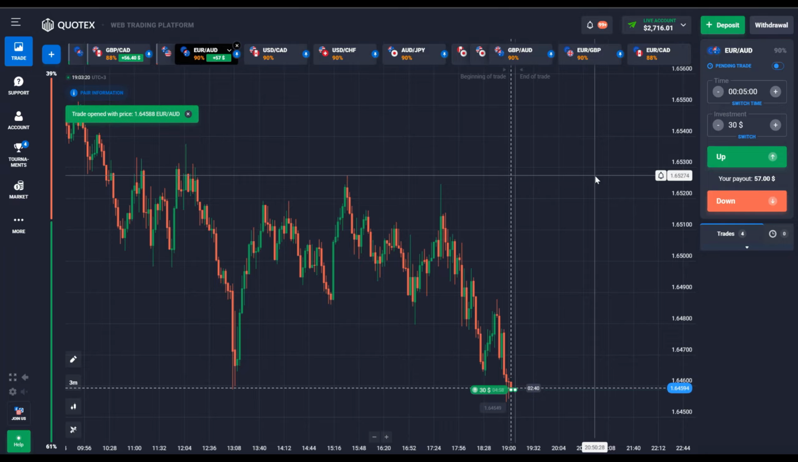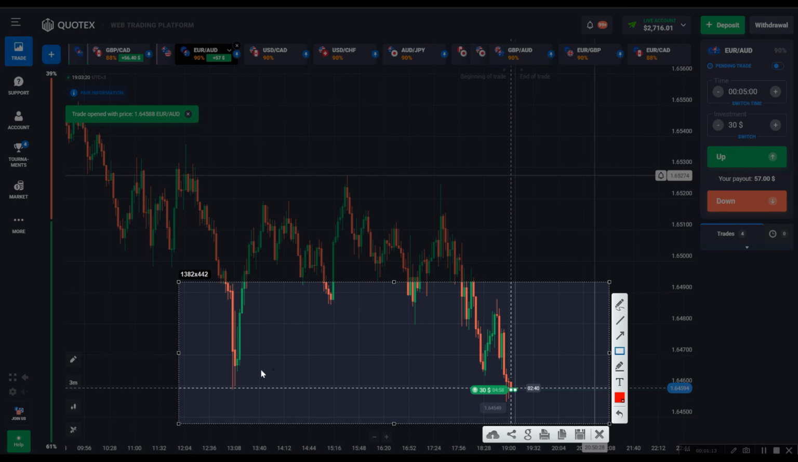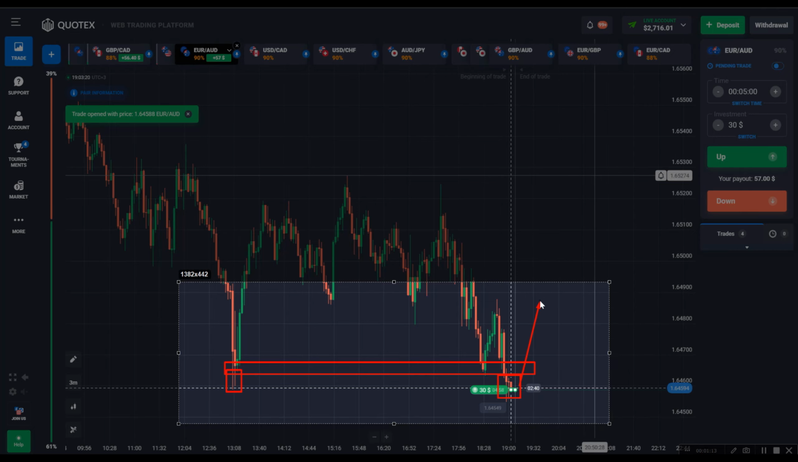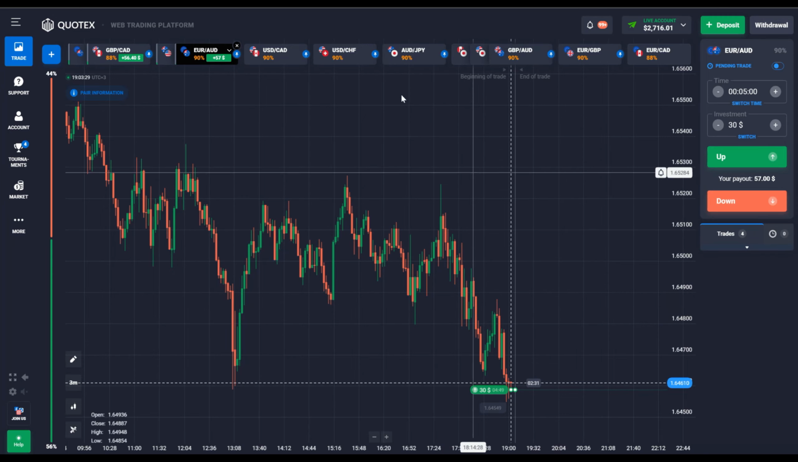Euro, Australian dollar, a completely opposite situation. We also have a local minimum somewhere around here. Right here, most likely we have some small false breakouts. I'm also catching a price pullback upwards.